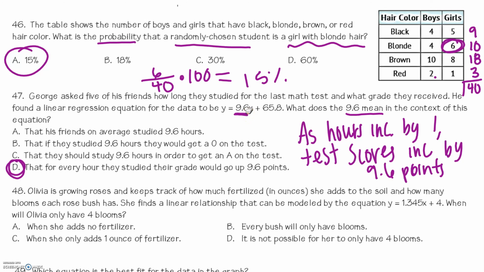48. Olivia is growing roses and keeps track of how much fertilizer she adds to the soil and how many blooms each rose has. All right, I'm going to have to pause right here. I'm using a different video recorder, and I'm about to run out of time on this one. So we'll pause right here, and then there will be another video starting at 48.